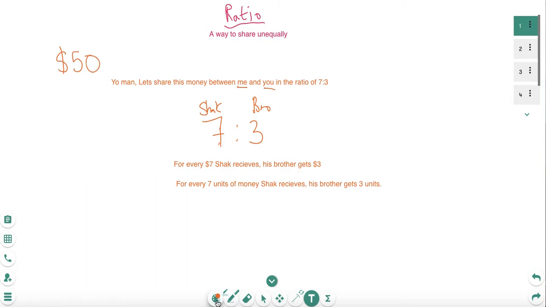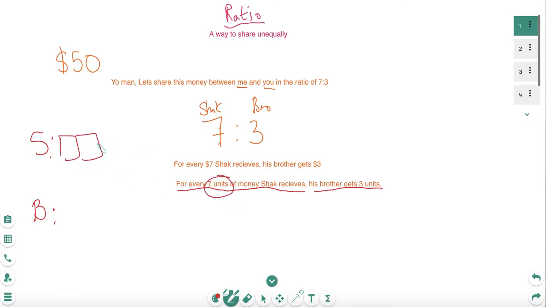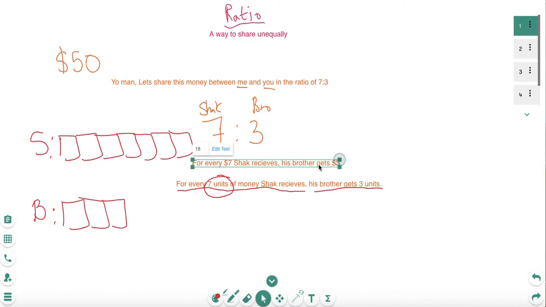So whenever I do a question like this, I'm always going to think of 7-3 in terms of units. For every 7 units of money Shaq receives, his brother gets 3 units. So what we're going to do is draw a little graph, or a table. So we're going to say Shaq and his brother. And I'm going to draw 7 units, so 7 boxes. And his brother gets 3 units. And note how I make each unit the exact same size, okay?